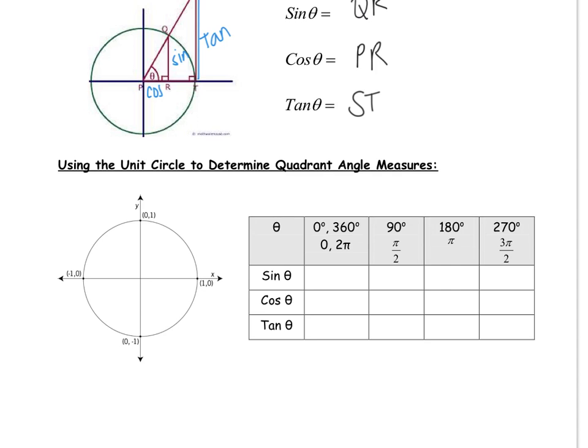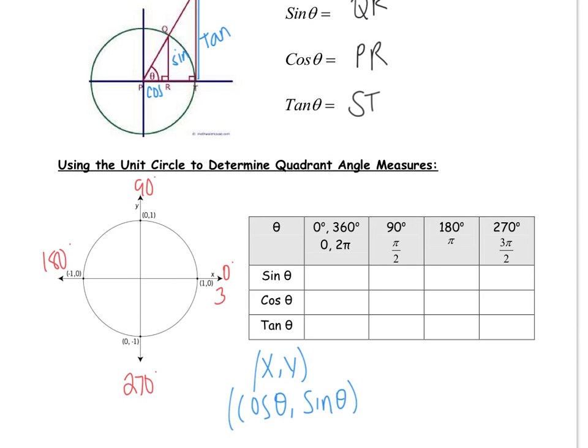Now let's use the unit circle to determine quadrant angles. So if x comma y is cosine theta comma sine theta, then every x value is cosine and every y is sine. So let's put our degrees in. This is 0, this is 90, this is 180, this is 270, and this is 360. So if I want to find, say, cosine of 0 degrees, I just look at the x value. So cosine of 0 is 1.